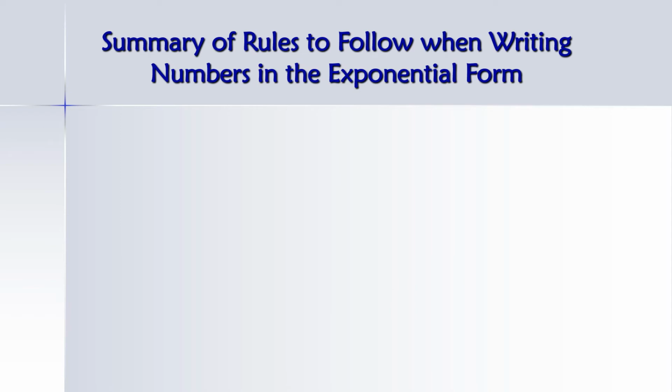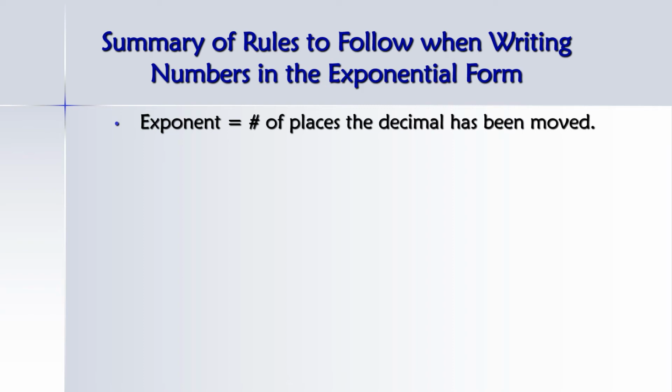So let's quickly look at some of the rules that we follow when we have to write a number in a scientific notation form or in an exponential form. The first thing that we want to know is that the exponent always represents how many places we are moving the decimal. If you're moving the decimal 6 times, the exponent will be 6. If you're moving it 3 times, the exponent will be 3. But it's not that simple.